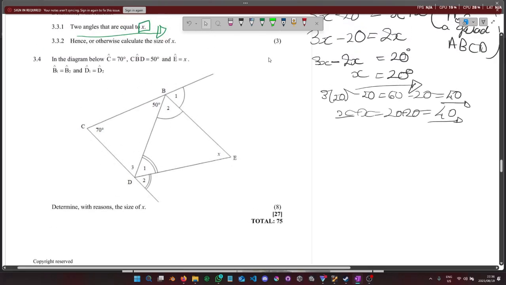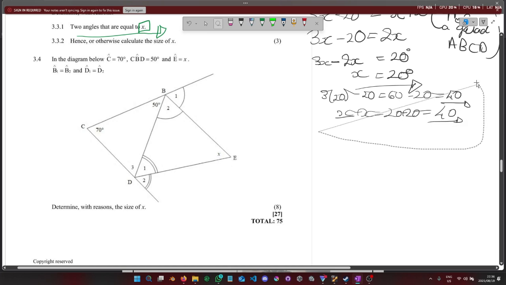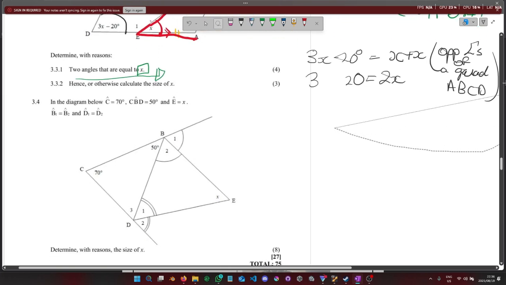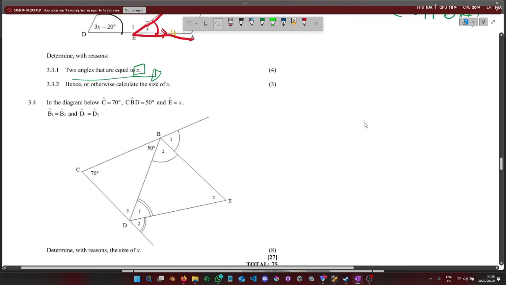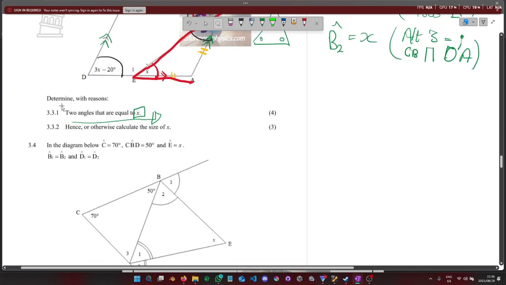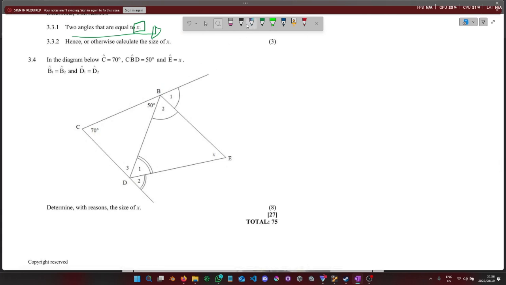Okay, last question. Question 3.4 with 8 marks. Does seem like a lot, but if you just break it down, it's going to be fine. Like this one here. This one here was worth 7 marks, but it wasn't even that bad. Yeah, it wasn't that bad. Alright, let's see.